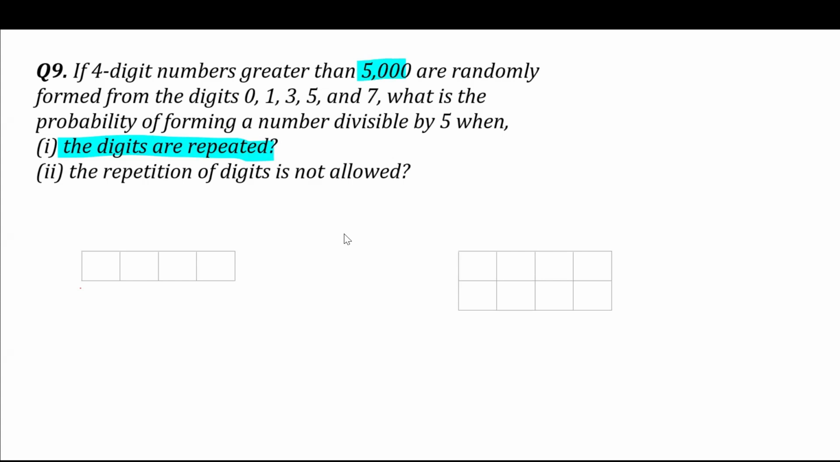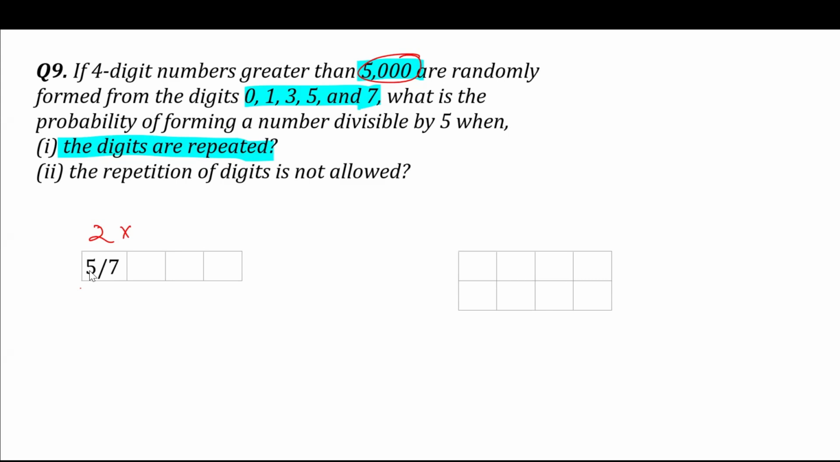What you have to remember is that we have to frame four-digit numbers which are greater than 5,000. So for it to be greater than 5,000, it should start with, among the digits given, either 5 or 7. So you can see that we can fill this slot in two possible ways, either 5 or 7. For a number to be greater than 5,000 is the only condition we are taking as of now.